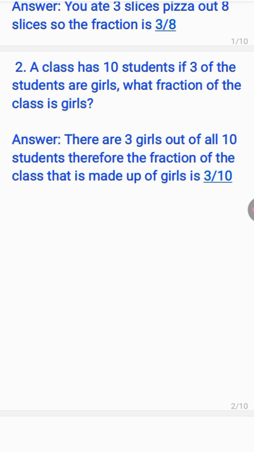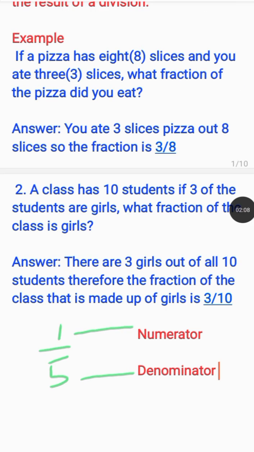Now, let us move on to the types of fraction. There are more than 3 types of fraction, but I will mention 3. A fraction has 2 sides, the numerator and the denominator. The numerator is above the denominator, and the denominator is below the numerator. Now we look at the types of fraction.